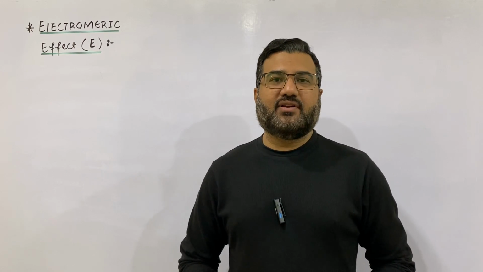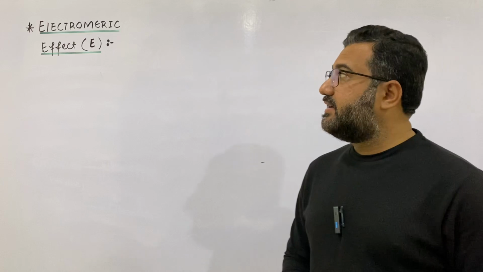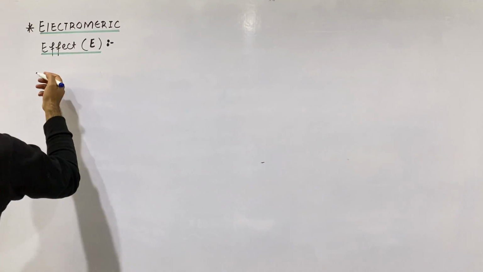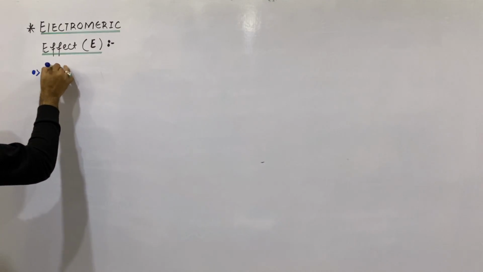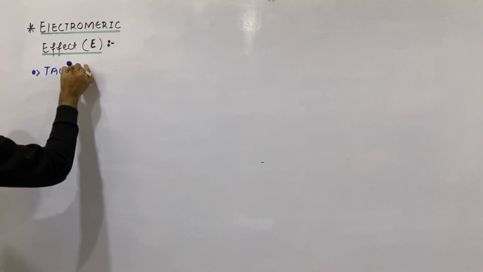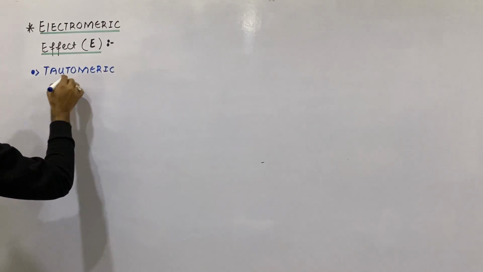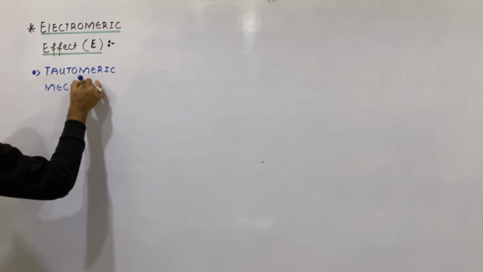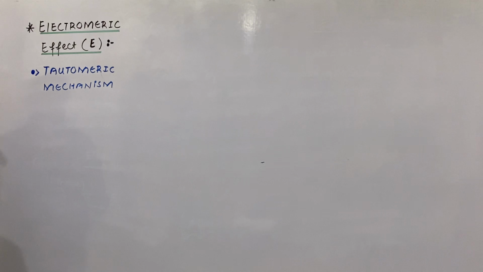Welcome, dear students, to another very important topic of the chapter General Organic Chemistry, and that is the electromeric effect. Dear students, the electromeric effect was once called the tautomeric mechanism. Tautomeric mechanism is the old name of the electromeric effect.